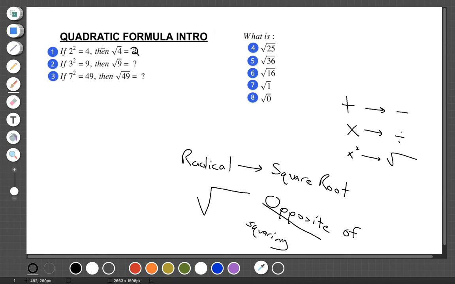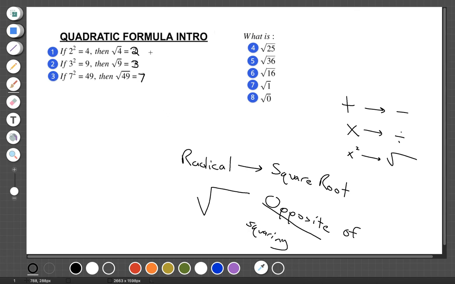It's the opposite. If 3 squared equals 9, then the square root of 9 is 3. It's that simple. So it's like what number times itself, or what number squared would give me that number? Well, the square root of 9 is 3. Not every number has a perfect square, right? Only certain numbers do. 49, it's a weird number, but we do know 7 times 7 is 49. So the square root of 49 is 7.